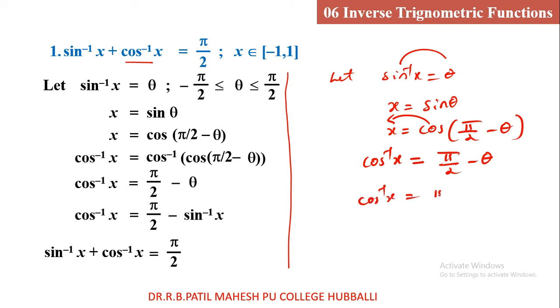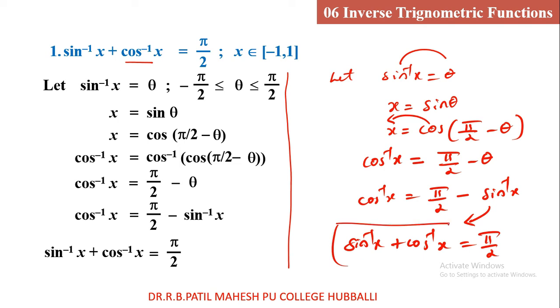Theta, you can see, that is sin inverse x. Let me take sin inverse to the left side. So sin inverse x plus cos inverse x is equal to pi by 2. Hence we got the theorem sin inverse x plus cos inverse x equal to pi by 2. Either you follow this method or this method. I am giving both the methods.